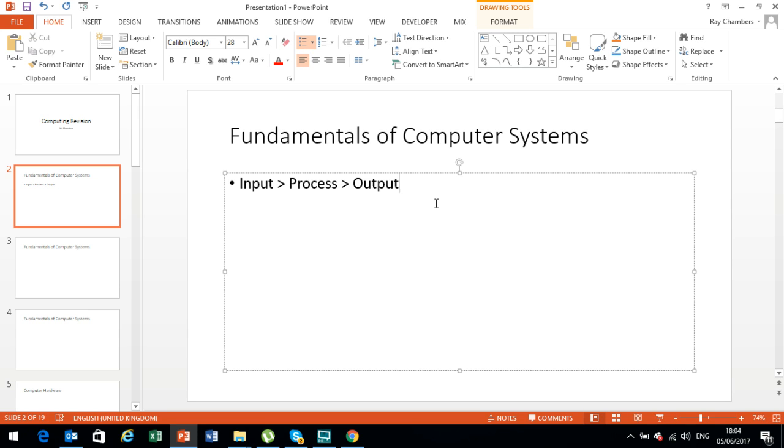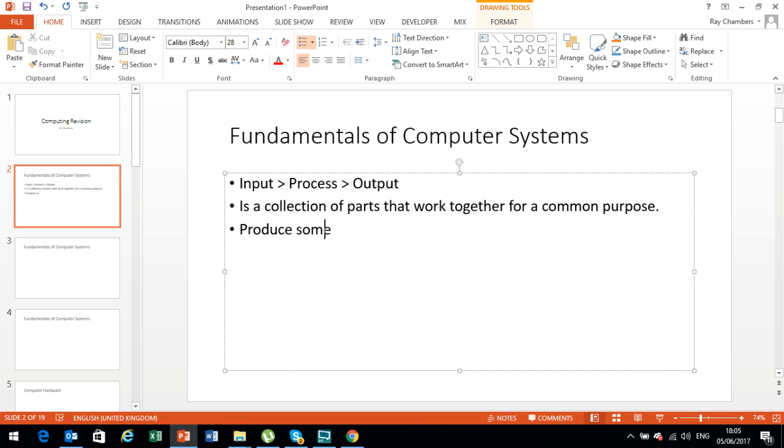Now, the thing that we need to remember is that all computer systems are used in everyday parts of our life, and for the computing spec you need to be able to define what a computer system is. A computer system is a collection of parts that work together for a common purpose. You need to remember that, okay? And it is usually used to produce something, so it could be to produce something in a factory. Computer systems have many inputs and outputs.